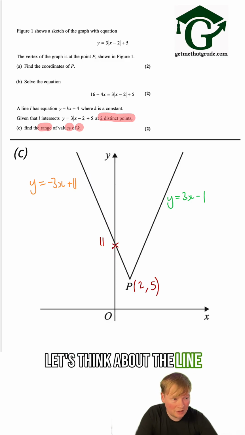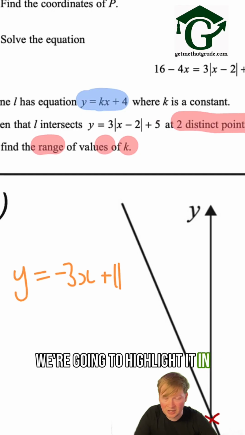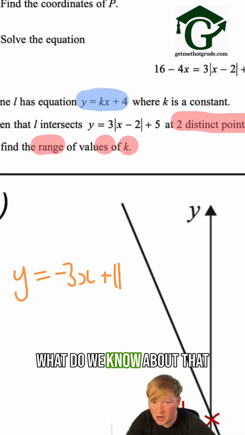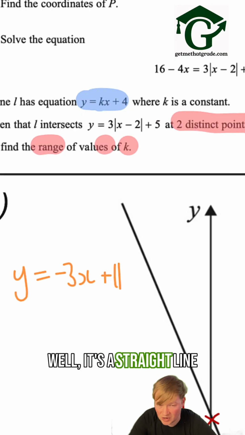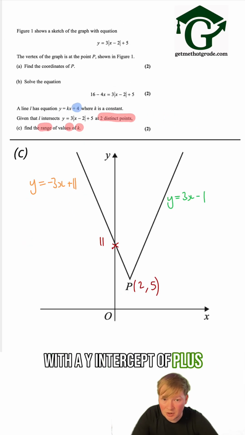Let's think about the line that we've been given. I'm going to highlight it in blue here. Y equals kx plus 4. What do we know about that line? Well, it's a straight line with a y-intercept of plus 4.